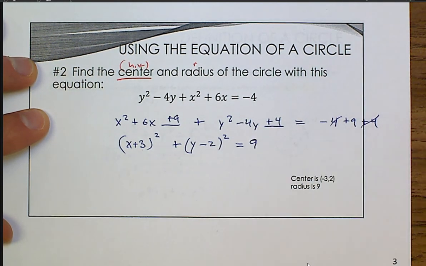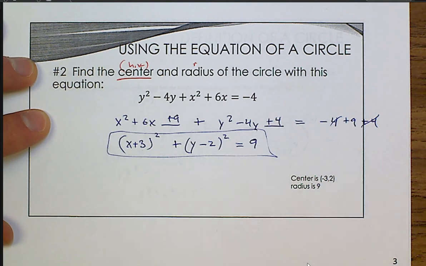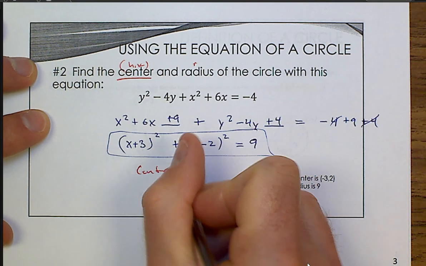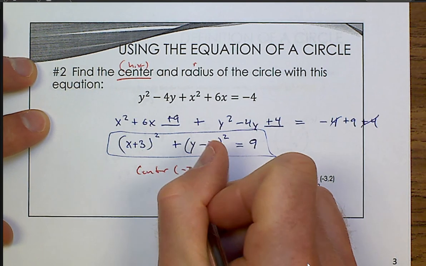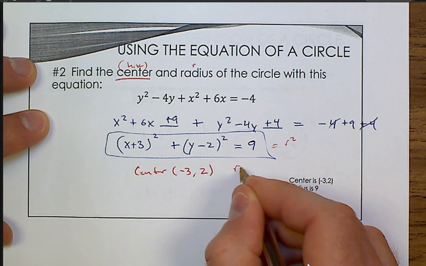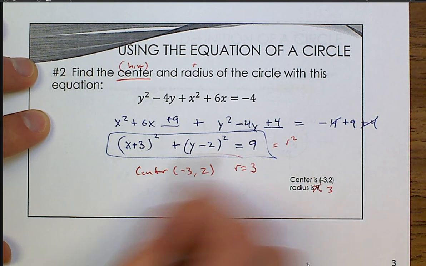So there is my finished equation of a circle, and my center, my h, k, is going to be, my x value is plus 3, so I'm going to go negative 3 and positive 2 for my center. Remember, this is r squared, so my radius is 3, not 9. All right, and there's my answer there.